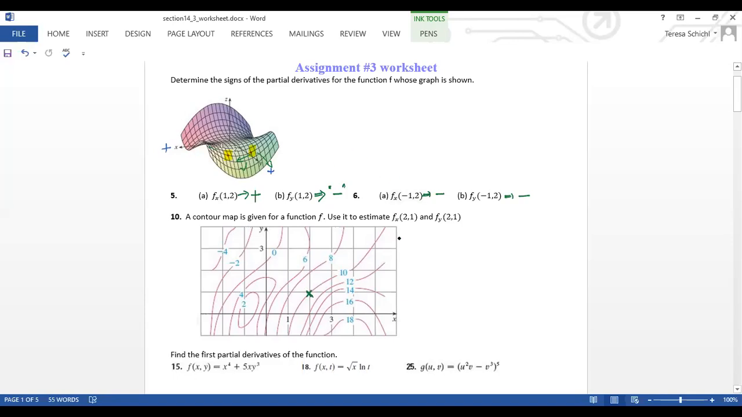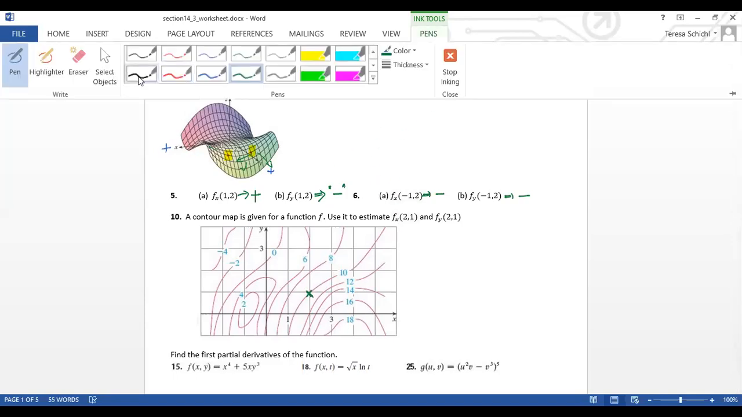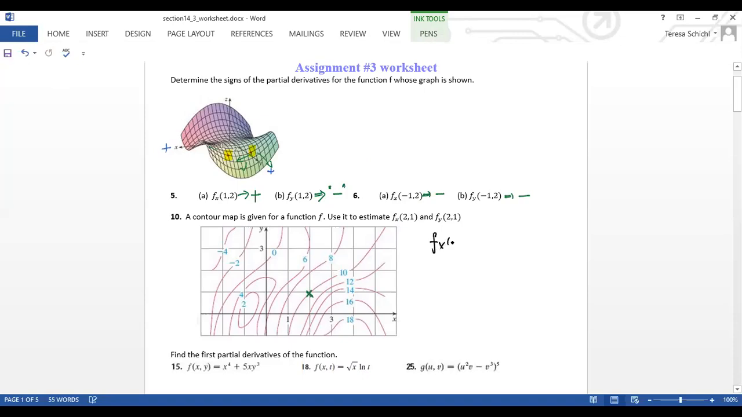So when we talk about f_x(2, 1), that means you move along the x-axis. You move this way along the x-axis here. In here you will see it's between 10 and 12. So you move from 10 to 12, so you say it's 12 minus 10. So for the rate of change, how much is the distance between the level curve of 10 and 12? Well, it's about 0.6. So you will say the rate of change is 2 over 0.6.